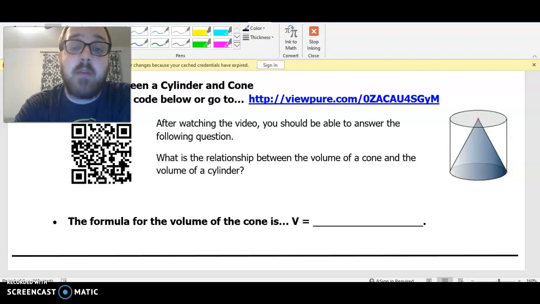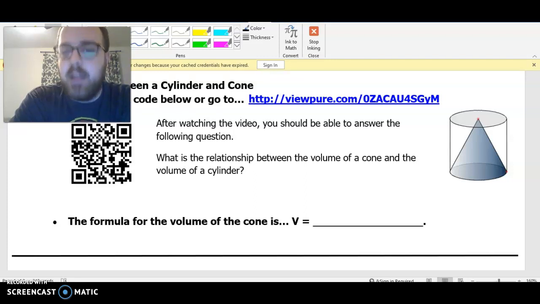Before we talk about what the formula is for the volume of a cone, what I want you to do is watch a video. You can see in my note sheet I have a QR code and a link. You don't need to do any of that. The link to this video is going to be in your Schoology classroom, so please click on that video.